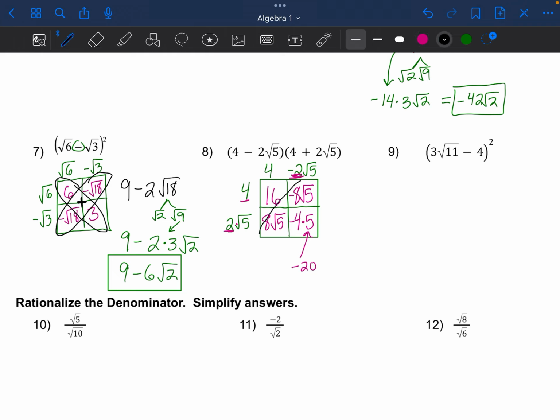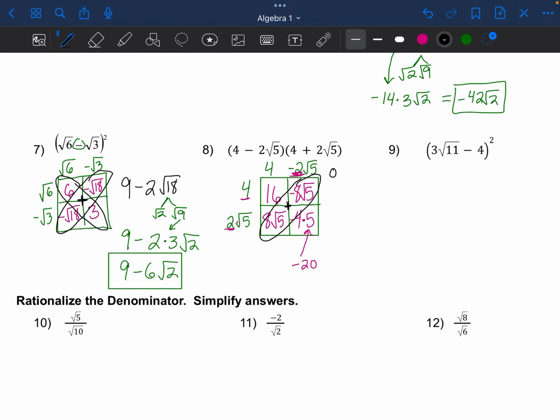So I go through and I'm looking at my like terms. On this diagonal, when I add negative 8 plus 8, we get 0. So you know what? That means it goes goodbye, eliminated. But we've got 16 minus 20, right? Because that's negative 20. So negative 4 ends up being your answer.